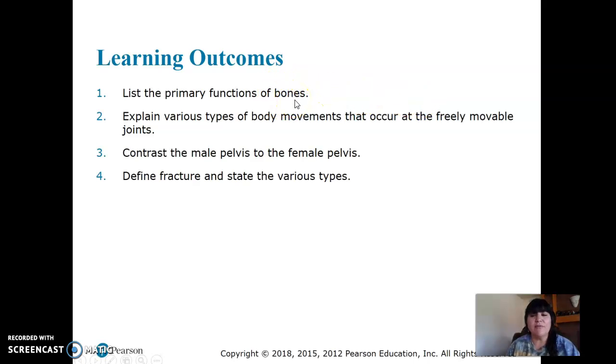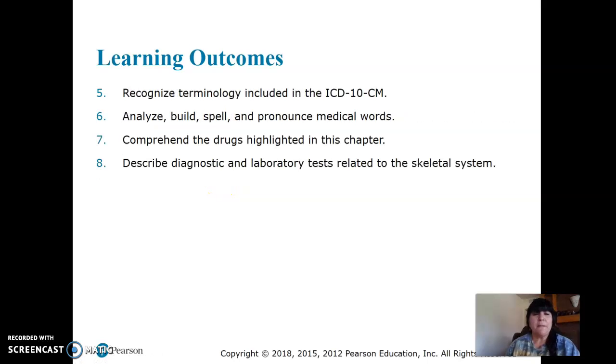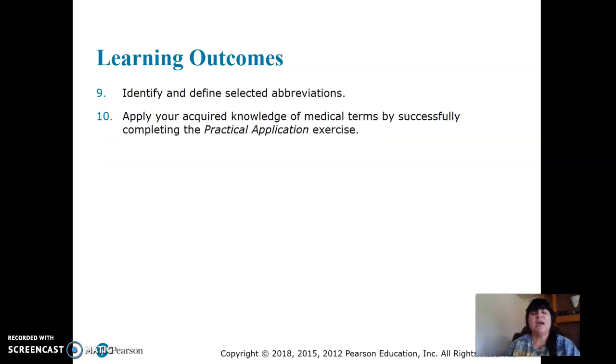Bones are very alive. They're made out of living tissue, so they can grow. If they break, they can heal themselves. So those are just some examples, but we have a lot of functions of bones. Types of body movements. How could we tell male from female pelvis? Fractures, so we're talking about breaks and types of breaks. Terminology, medical words, drugs, diagnostic lab testing, abbreviations. So those are the learning outcomes.